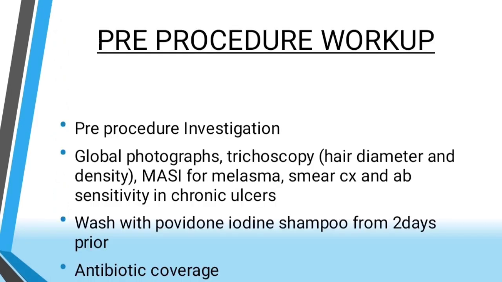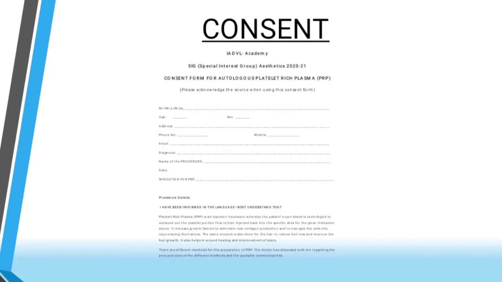So, the pre-procedure workup. We have to do all pre-procedure investigations: complete blood count (CBC), BT, CT and viral markers before the procedure. Global photographs are important to see the outcome of the patient. Also trichoscopy, including hair diameter and density, MASI score for melasma, and smear culture and antibiotic sensitivity in case of chronic ulcers. Washing with povidone iodine shampoo from 2 days prior is suggested in androgenetic alopecia. Antibiotic coverage can be given 1 day prior to starting.